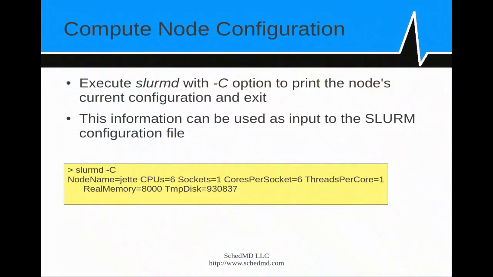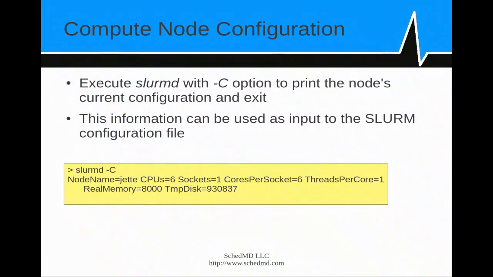If you want to get information about what the compute node has for resources, you can start the SchedMD with a -C option, and it will print out the current information in terms of the number of CPUs, sockets, cores, threads, memory, and temporary disk space. And this can be used as information that you put into the Slurm configuration file.